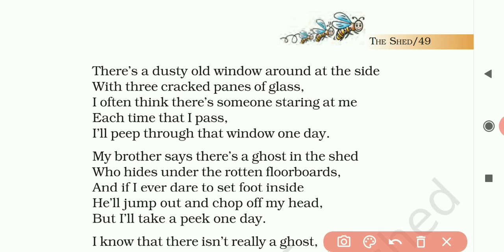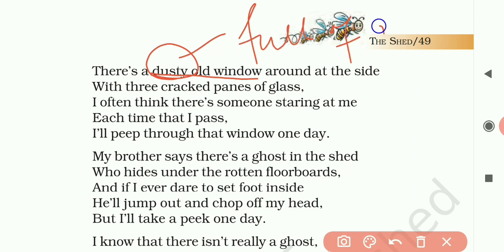Now he says that there's a dusty old window. Now he goes on to describe how the window looks there. Okay, and what kind of window do you find in that particular house? The window is dusty, full of dust. Rusty means full of rust. Dusty means full of dust. There's a dusty old window around at the side.